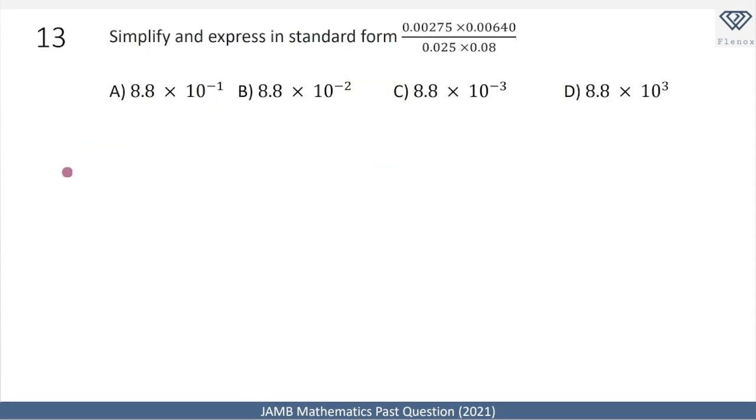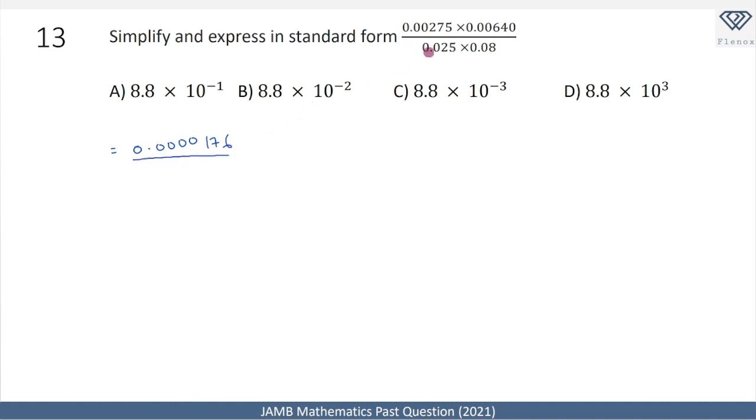Moving on to the next one, we're told to simplify and express in standard form this equation. Now, this looks a little bit complicated, but you're going to be given a calculator that you can use. So what I suggest, the best way to go about it, is with your calculator, try to multiply this by this, and when you do that, you get 0.0000176, and we do the same for the denominator also.